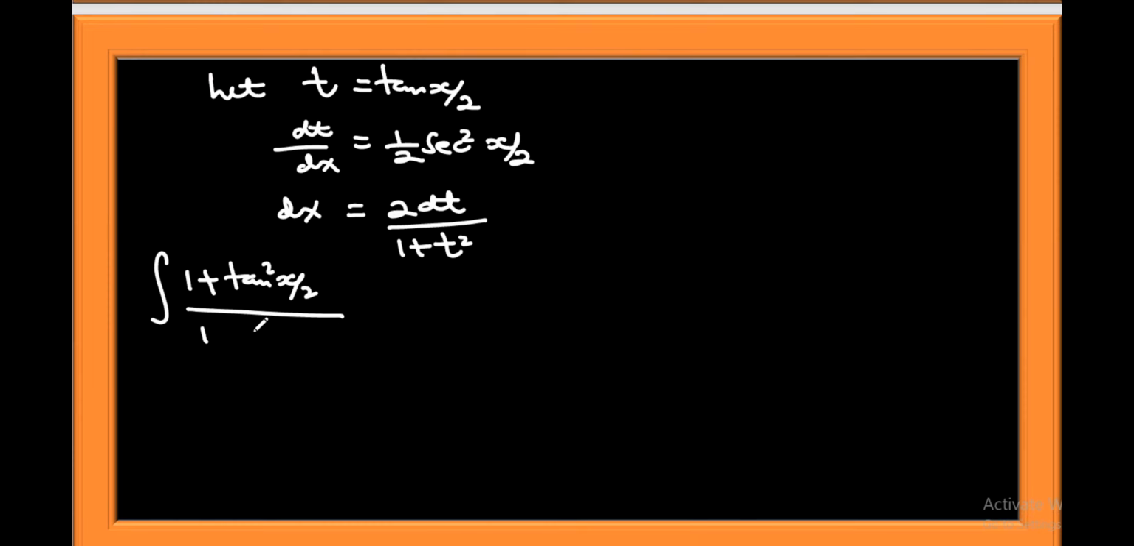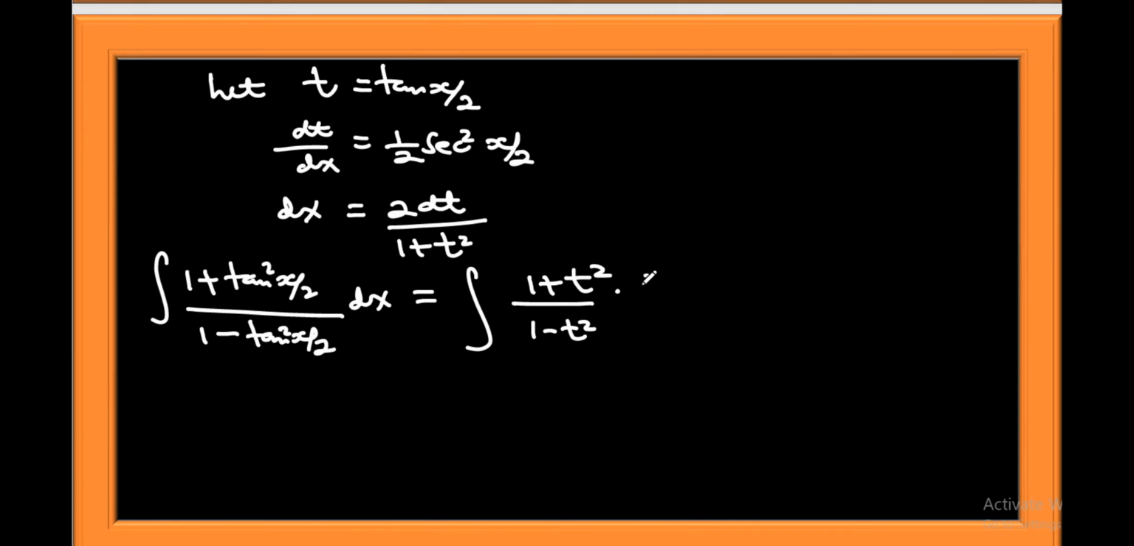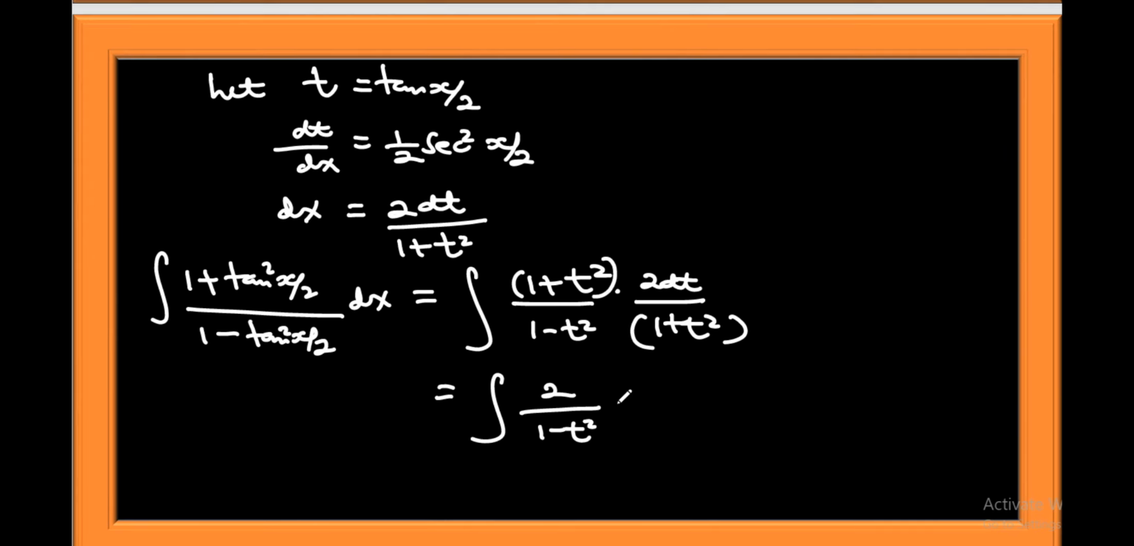Then from here, we can now say the integral of 1 plus tan squared x out of 2 divided by 1 minus tan squared x out of 2 with respect to x is now going to become the integral of 1 plus t squared divided by 1 minus t squared. In the place of dx, we have 2 dt divided by 1 plus t squared. The 1 plus t squared again will cancel. As you can see, the 2 remains up, so we shall have 2 divided by 1 minus t squared dt.